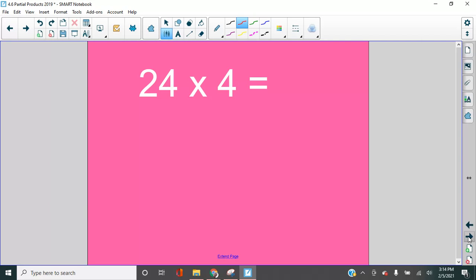Grab your paper, grab your dry erase board or whatever you are writing on, and I want you to take apart, decompose the 24, and then we'll check and see how you did. All right, guys, ready? I am going to make this 10, 10, and 4. Because I know my 10s, right? So 10, 10, and 4. So when you did this, you should have had 10 times 4, 10 times 4 again, and then 4 times 4. Check your work as I go through this.